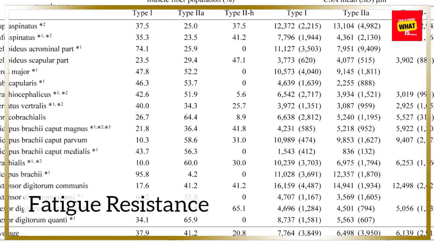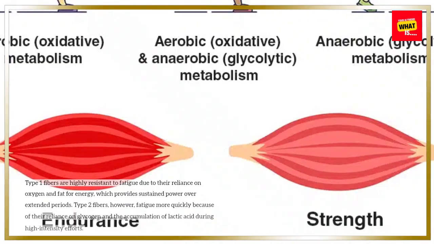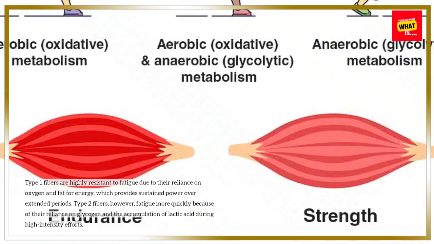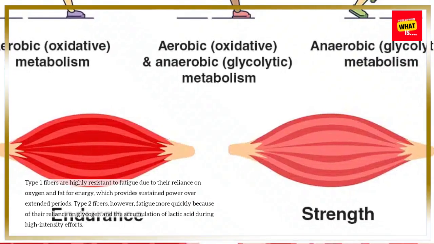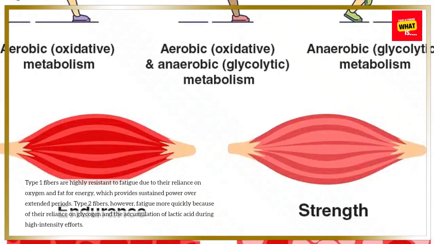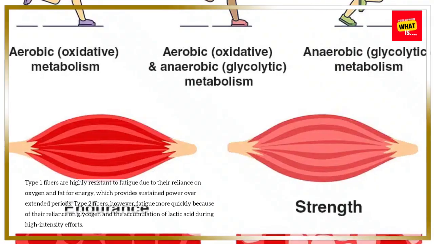Fatigue resistance. Type 1 fibers are highly resistant to fatigue due to their reliance on oxygen and fat for energy, which provides sustained power over extended periods. Type 2 fibers, however, fatigue more quickly because of their reliance on glycogen and the accumulation of lactic acid during high-intensity efforts.